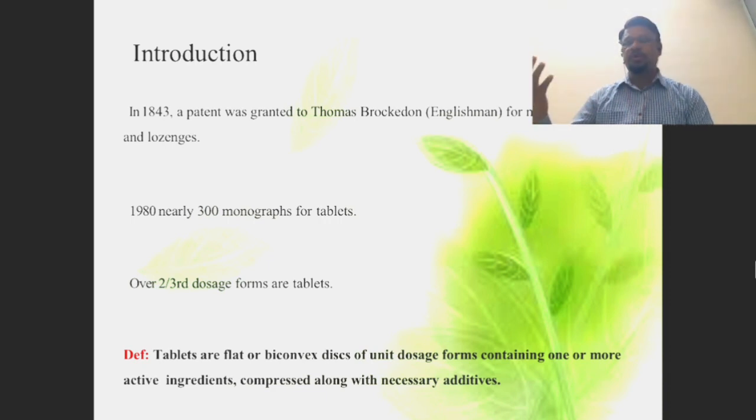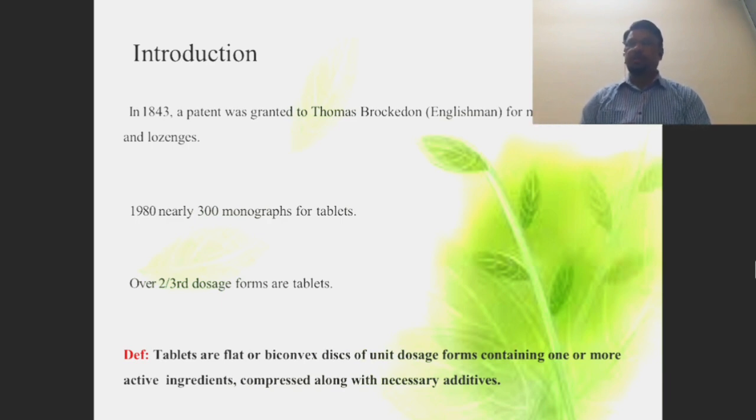The tablet was used in very ancient times. It was patented, with the patent granted in 1843, like pills and lozenges. Then in 1980, 300 monographs of the tablet were documented. Of all dosage forms, the most famous is the tablet dosage form. There are capsule dosage forms and parenteral dosage forms, but the most famous dosage form is the tablet.